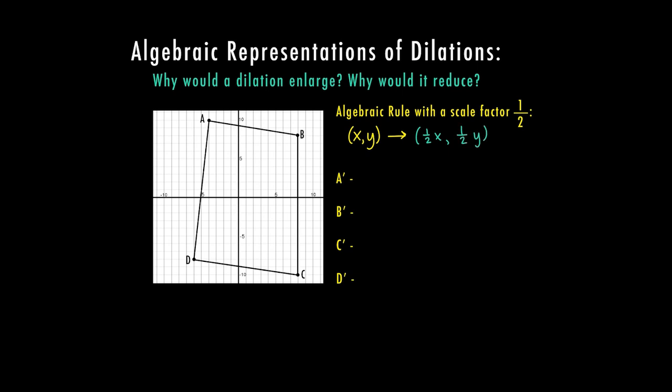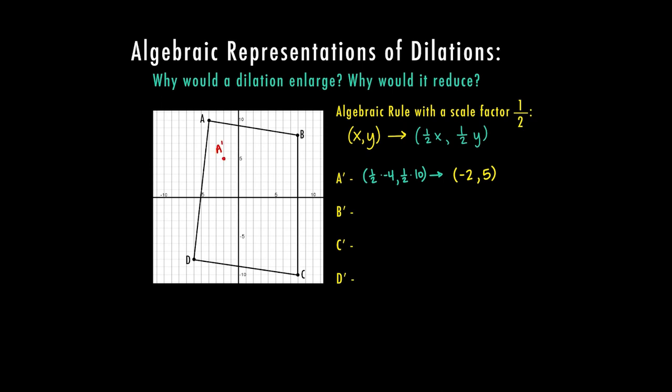So let's look at our first one. Point A is at x equals -4. So I'm going to multiply 1/2 times -4. And then my y is at 10. So that's going to be 1/2 times 10. So my new prime point is at (-2, 5). So we'll go ahead and put that over here. This is my A prime.